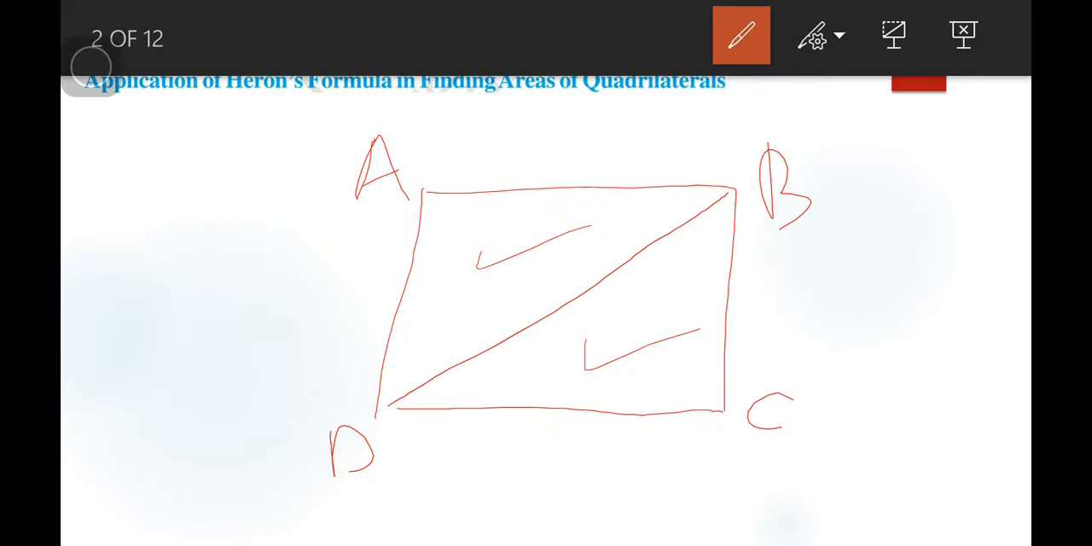So now we first find the area of this triangle and then the area of this second triangle. After getting the area of both triangles, we just add both areas, so we can find the area of the given quadrilateral. So let's consider some examples.